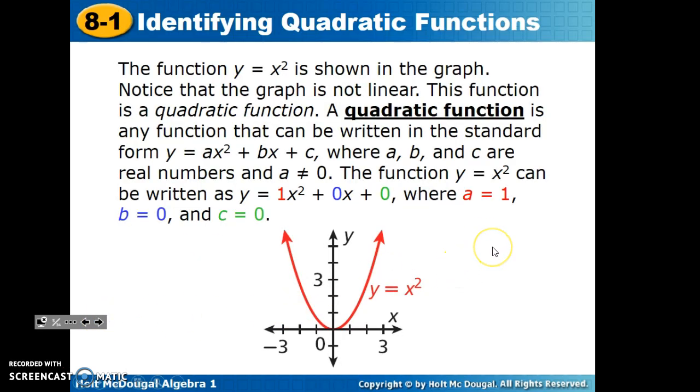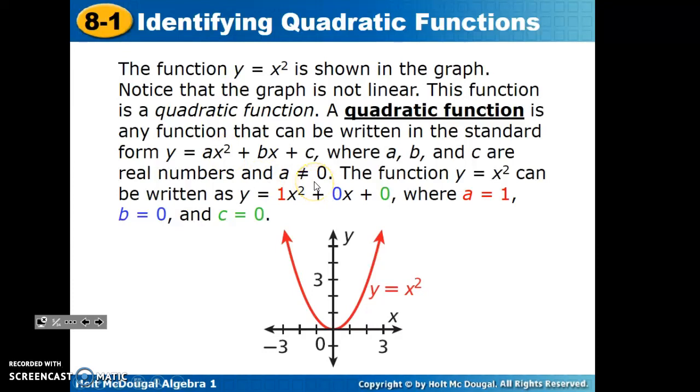We're following right along in your book. The function y equals x squared is shown in the graph below. It's not linear. It does not fall in a straight line. It's called quadratic. Anytime we graph a quadratic function, we can see it emerging in the form of a parabola. These are parabolic functions. It can be written in the form y equals ax squared plus bx plus c, where a, b, and c are real numbers.